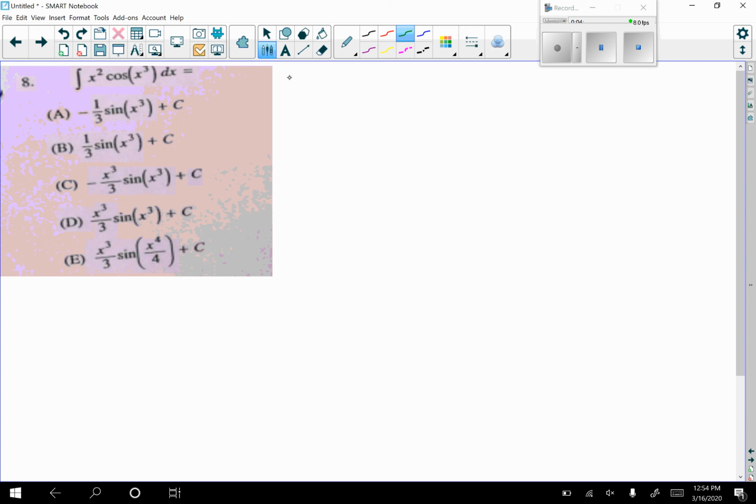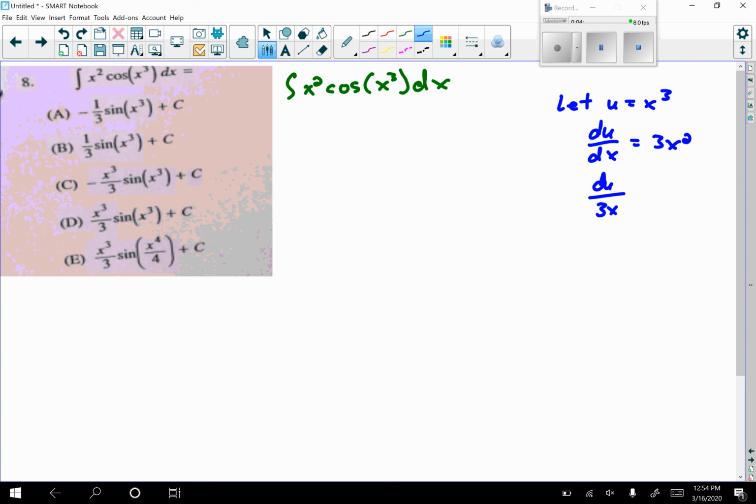All right, for number 8, just to write this a little better, the integral of x squared cosine x cubed dx. Again, we can use u substitution. I'm going to let u equal just x cubed. That way, when I take the derivative, it becomes 3x squared, and it's this x squared that will divide out with the x squared in the integral. So now du over 3x squared equals dx, and replacing this, we get the integral of x squared cosine u times du over 3x squared. Again, this is where the x squareds divide out.